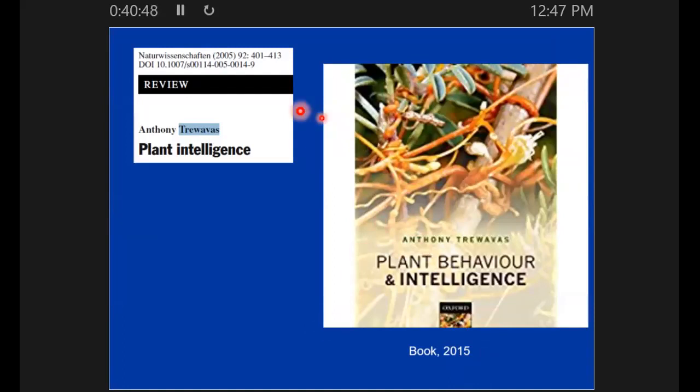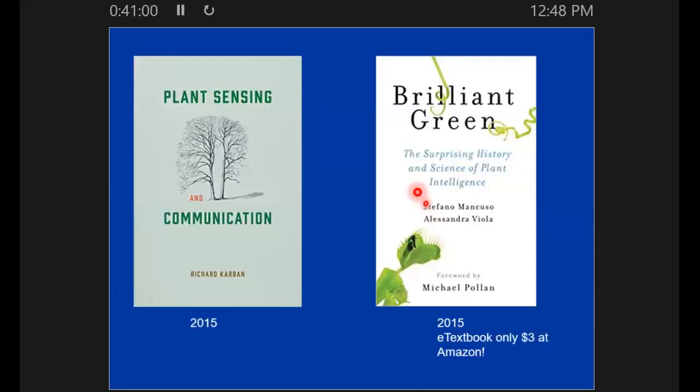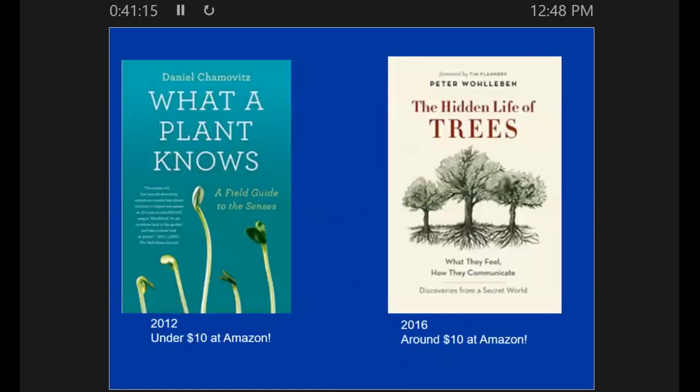And it depends on how you define that, of course. And they always define it. They'll say, this is how we are defining it. And then they walk through the data and the evidence to support that idea. So some good books to think about if you wanted to investigate this a little bit more. Brilliant Green, I've read that one. It's an easy read. And it was only $3 when I checked, when I posted that. So not very expensive. And this one was under $10, What a Plant Knows.